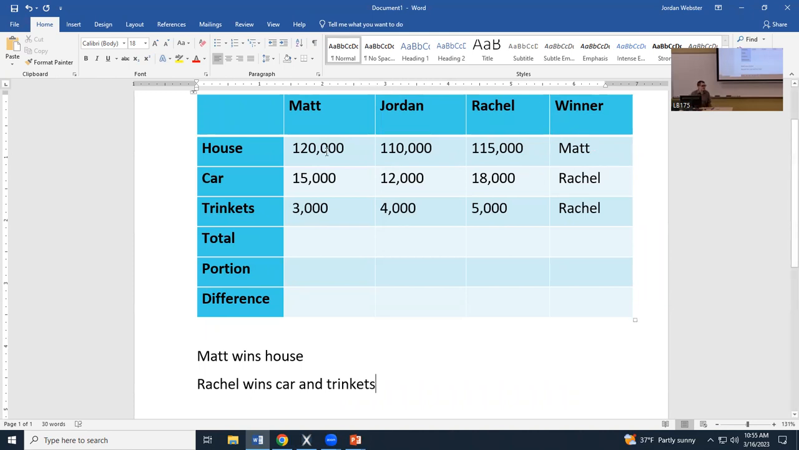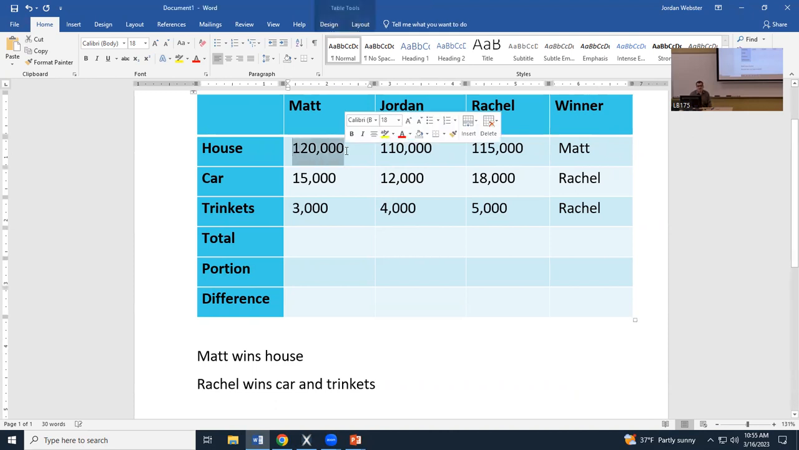Now I want you to understand that Matt got the big item, right? He got the 120,000. Everybody agreed that that was the most valuable item here. So if we just stopped here, obviously Jordan would get nothing. And Matt would have walked away with the biggest item. That wouldn't be very fair. So here's how we deal with this.